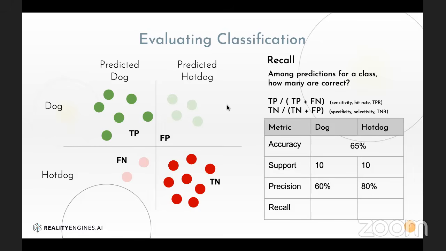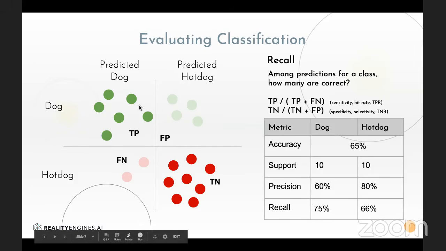The fourth metric is recall. And recall is, for a class, how many of the predictions are correct. It might be a bit confusing, but you can think of precision as looking at the rows, whereas for recall, you're looking at the columns. So you're saying, for my model's predictions, what percentage are correct? And so for dog, among the times that the model predicted dog, it was correct 6 out of 8 times, which is 75%.